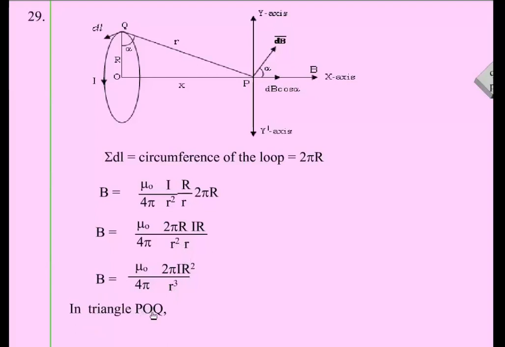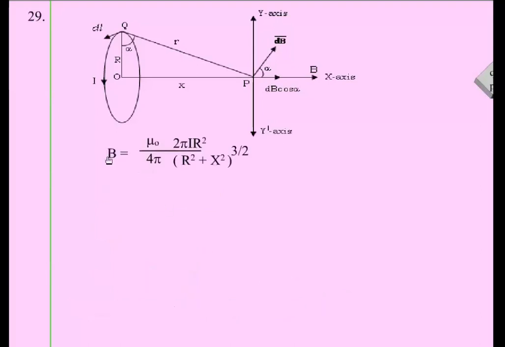So from the triangle POQ, look here, this is OQ, this r square, this is the right angled triangle. This r square is equal to x square plus R square. Look here, R square plus x square. And here r is equal to, this 2 is transposed to this side, it becomes square root, that is half. So in this equation, this becomes R square plus x square whole to the power of 3 by 2.